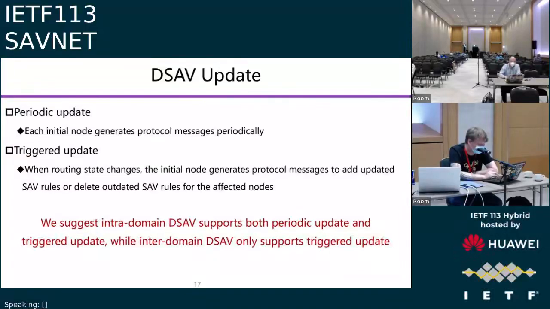I'm from HCC. I have one question. In your analysis of scalability of DSAV, you say that in most cases, a node receives only one protocol message originated from every other node. Could you explain why?